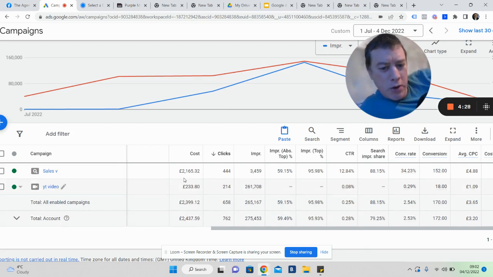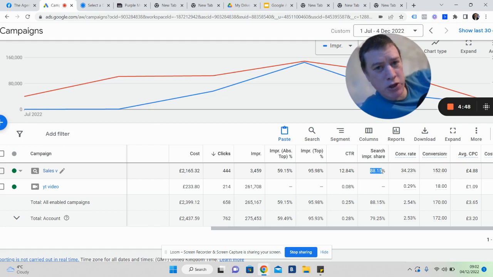Okay, £2,100 of that was spent on search, basically Google Ads. We had 444 clicks to the ads. We were in the auction space 88% of the time. So that's basically we were showing up 8 times out of every 10, which is an important metric.